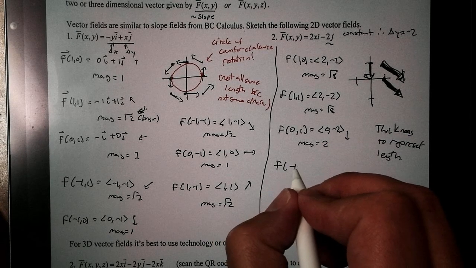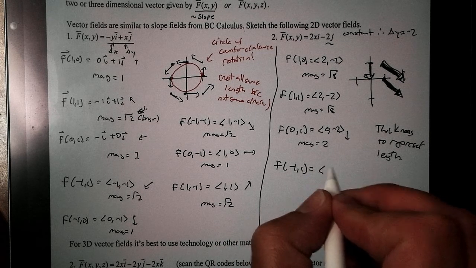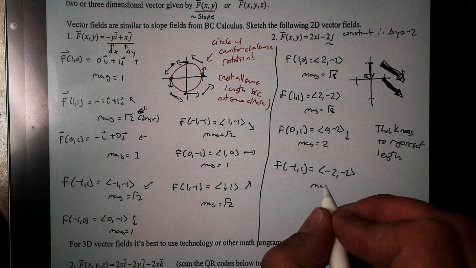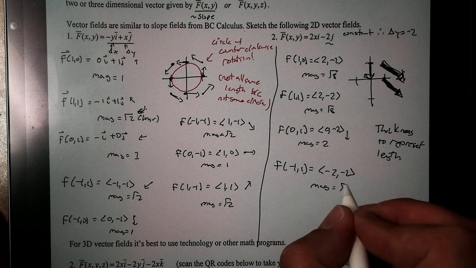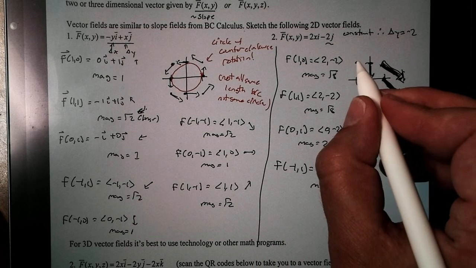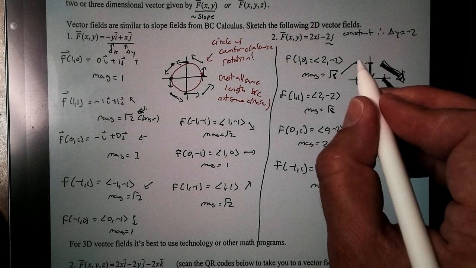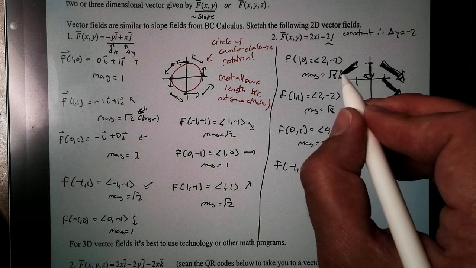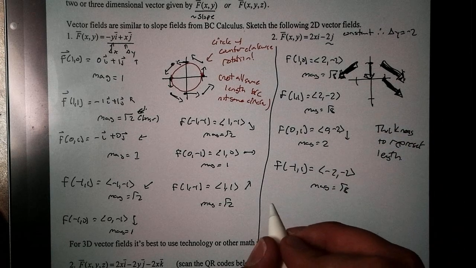What about (-1, 1)? Well, that's going to give me (-2, -2). So this one has a magnitude of, again, root 8. And we're going to go right over here. And again, because it's the same length, I'm going to try to make it the same width. Make my vectors the same width right there. And the same thing over here.